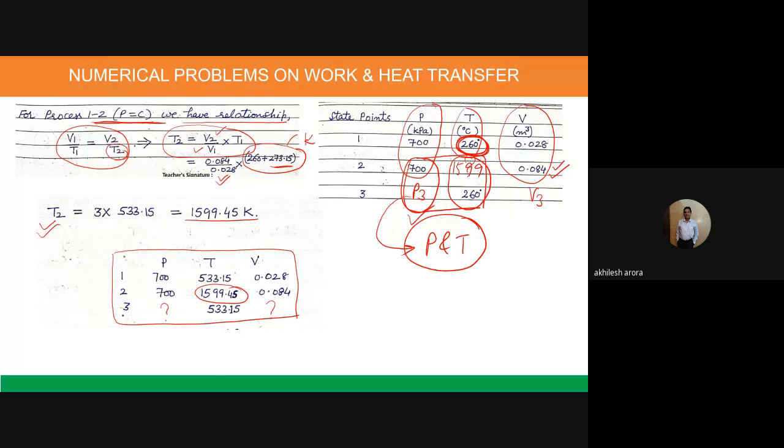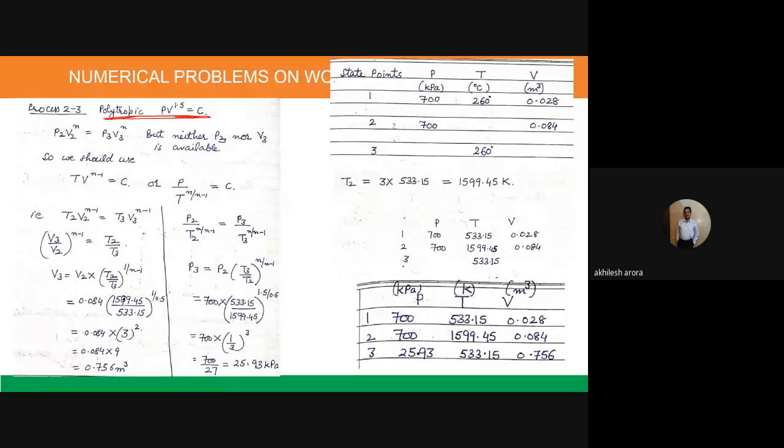Let us see how we have done it. So you can see it here. See, P2 V2 raised to power n is equal to P3 V3 raised to power n, but neither P3 nor V3 is available. Both these values are unavailable to me. This temperature is 1599.45. So this is not known, this is not known. So we should use TV raised to power n minus 1 is equal to constant, or P divided by T raised to power n over n minus 1 is equal to constant.